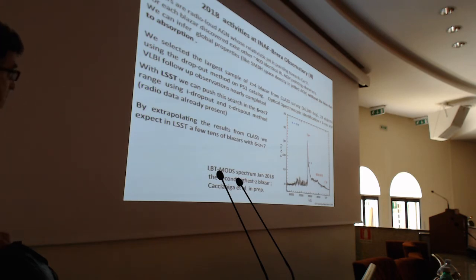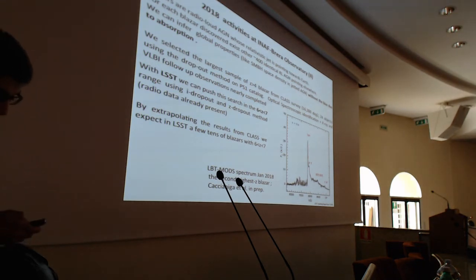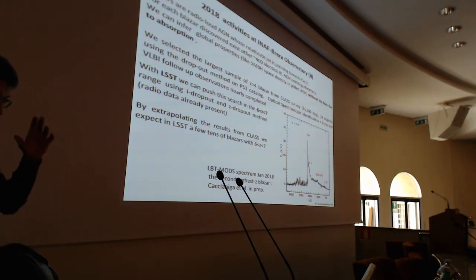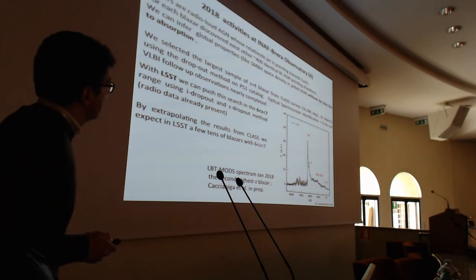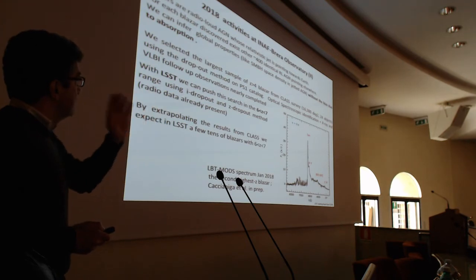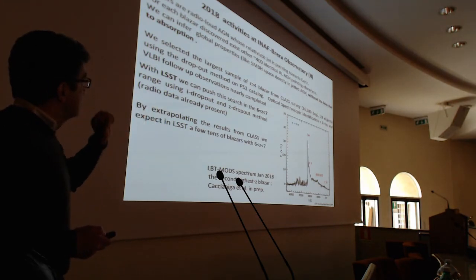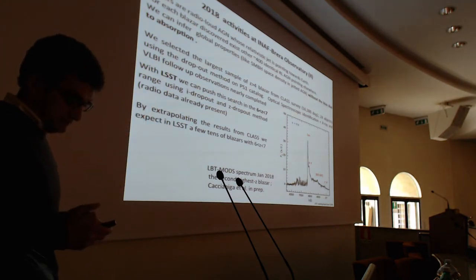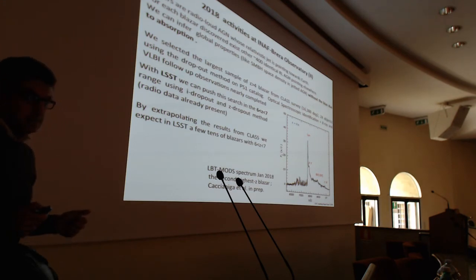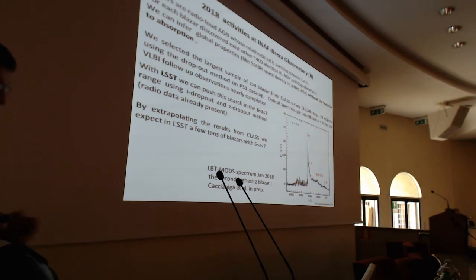And blazars are very important in our view to measure the census of accreting black holes at high redshift, because, well, we are seeing their jet face on. If we detect one blazar, actually we expect that there are at least 100 or 200 objects like this in the universe.